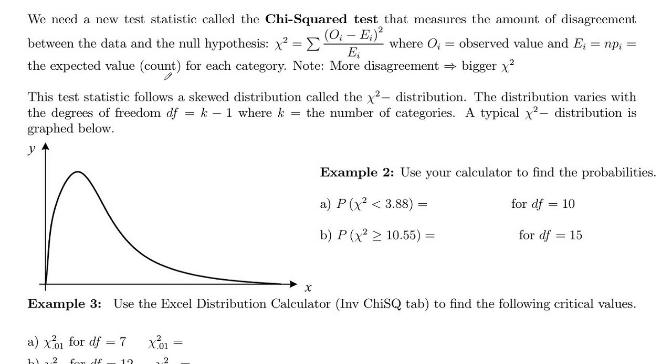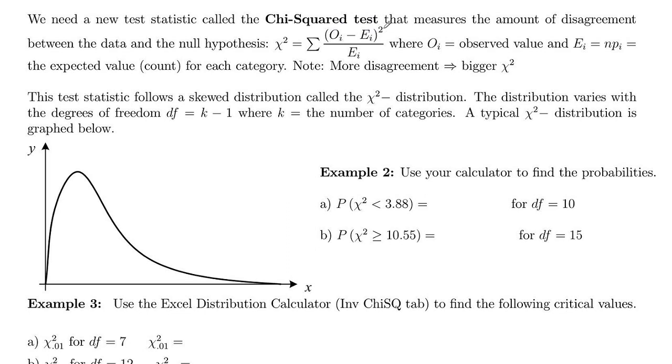Now, in order to test this hypothesis, we are going to need a new test statistic. That's going to be called the chi-squared test statistic, and it measures the amount of disagreement between the observed data and the null hypothesis, the hypothesized proportions. It's defined with O sub i as the observed count and E sub i as the expected count. So it's the difference between what you get and what you expect from the null hypothesis.